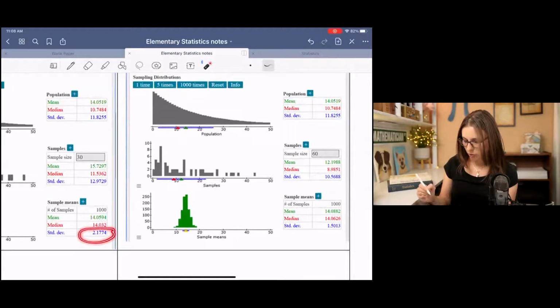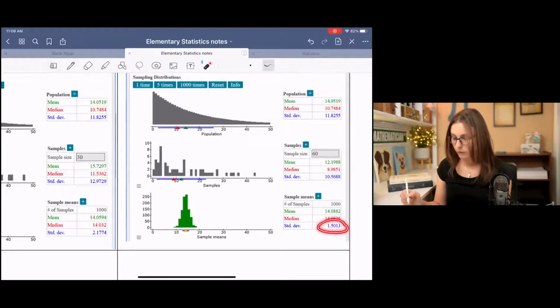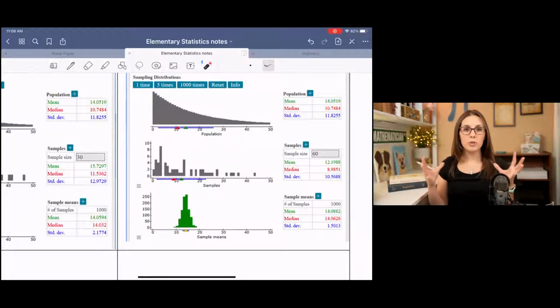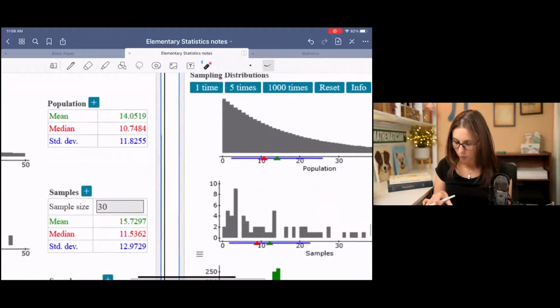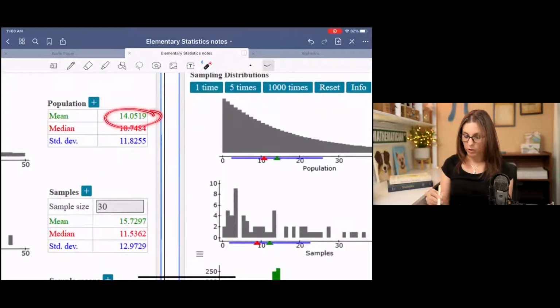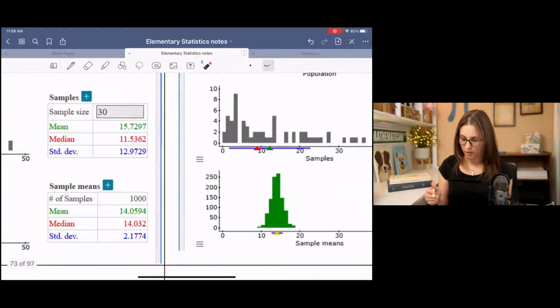We've gone from 2.17 to 1.5. So as our sample size is getting larger, our spread is getting narrower, actually. And we're also zeroing in on that true population mean. If you'll notice, our population mean was 14.05, and with a sample size of 30, we've got 14.05. So that's kind of a sweet spot.